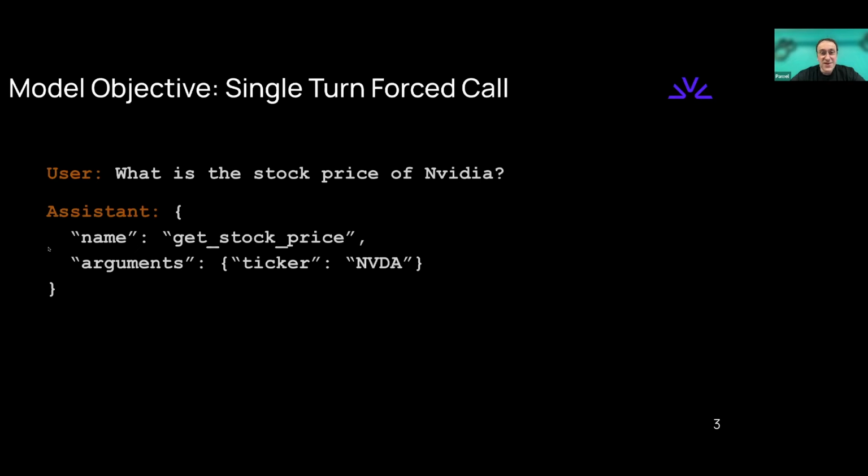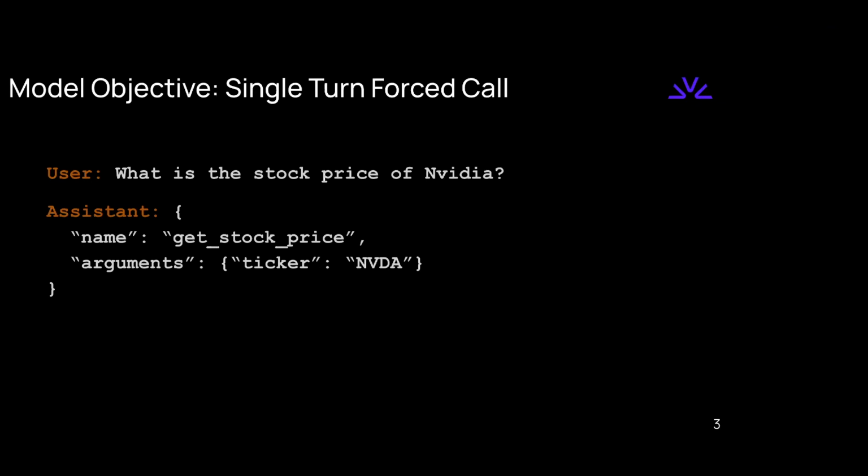Typically the most common and also the easiest objective is what I call single turn forced call. Some other people also call it the routing use case. In this case, we have access to a number of functions, and the user will provide us with a single instruction, and that instruction will be mapped to a call of one of those functions. Basically, the objective of the model is to pick the right function and to pick the parameters for that.